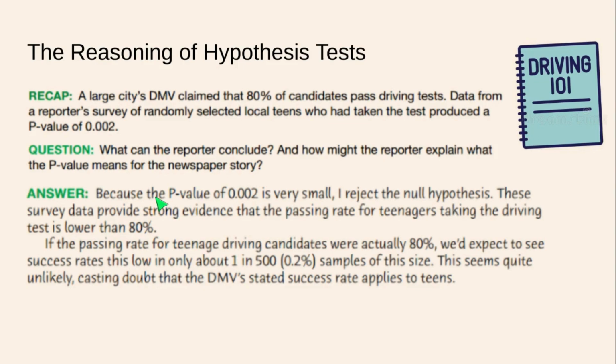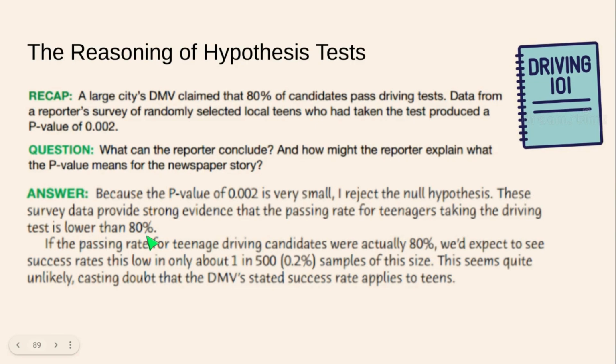Because the p-value is 0.002, 2 in 1,000, and it is very small, I reject the null hypothesis, says a writer of our textbook. These survey data provide strong evidence, strong statistical evidence, that the passing rate for teenagers taking the driving test is lower than 80%. So the difference is significant. Okay, the difference from 80%, what we assumed, is significant. And we have strong evidence to say this 80% is suspect. The true proportion is lower.